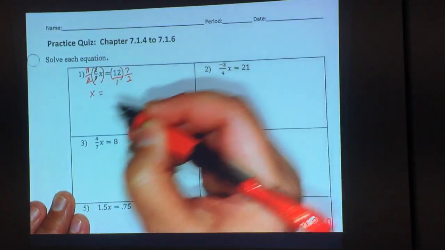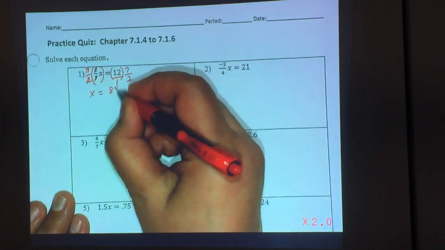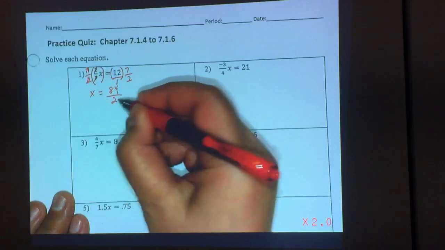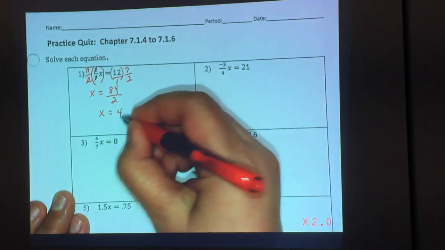X equals, what's 12 times 7? It's 84. What's 1 times 2? It's 2. How many times will 2 go into 84? 42 times.